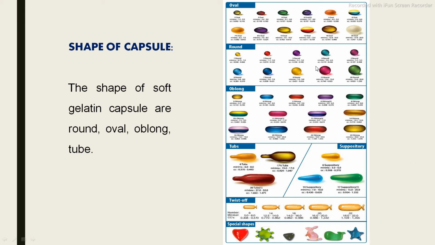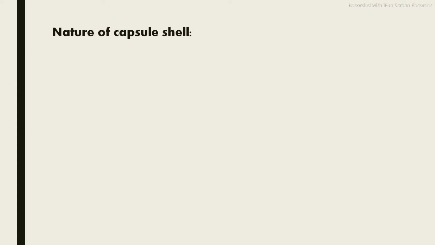Generally, oval, round, and oblong shapes are preferred for oral soft gelatin capsules. Tube forms of the capsules are generally suitable for ophthalmic use, and this type of soft gelatin capsule is also preferred for the suppository type. Twisted off and special package shapes of soft gelatin capsule are generally suitable for chewable dosage forms. So these are the different shapes of soft gelatin capsules.